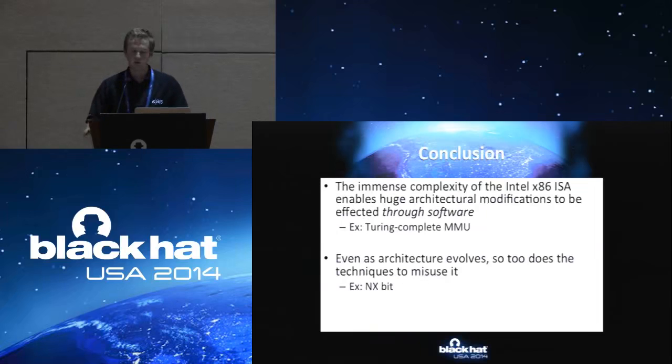I'm just going to conclude that the gist of this is that x86 has gotten so complicated that you can now effect huge apparent architectural modifications. In this case, switching from a von Neumann architecture to an apparent Harvard architecture just through software. A lot of researchers use OpenSPARC, which is an FPGA, so they can make different changes to how certain things happen. A lot of this can now be done through software.